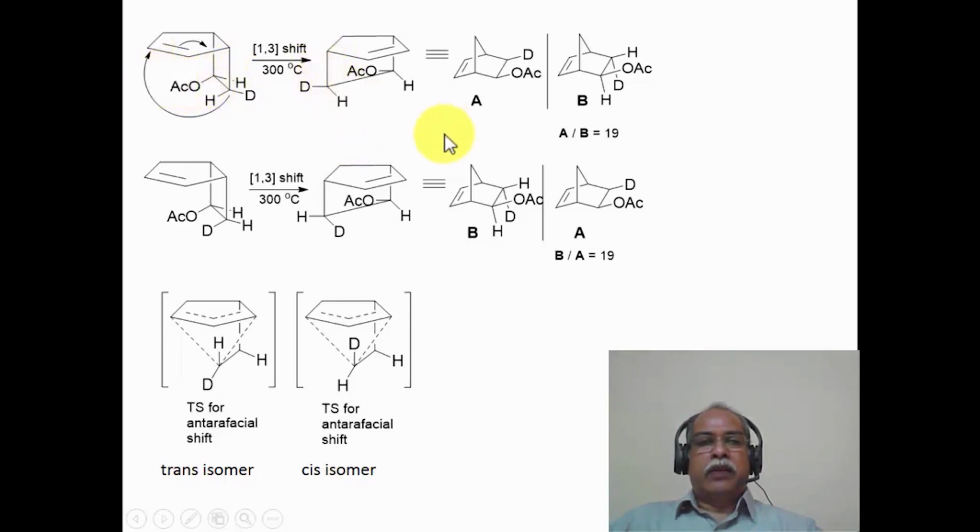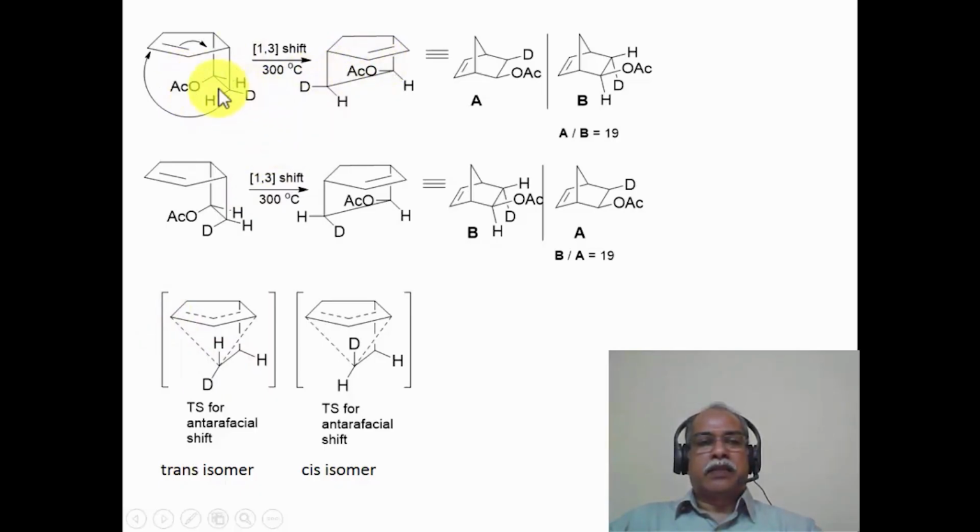that one would get. In doing so, this is a 1,3 migration under thermal condition and it has to undergo an antifacial kind of a shift. If you see the transition state here, the hydrogen is pointing inward to the pi system and the deuterium is pointing outside the pi system. And during the course of the migration, the inversion will take place and such an inversion brings the acetate and the deuterium cis with respect to each other.